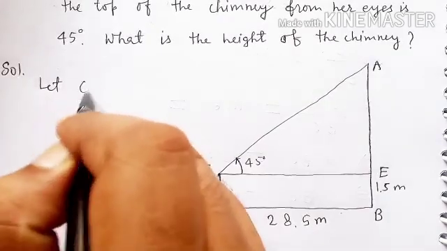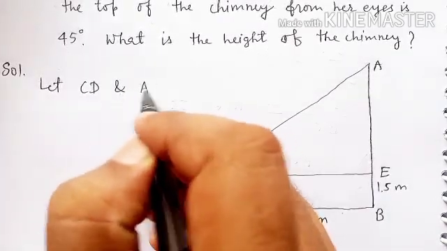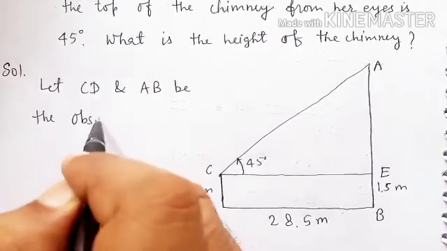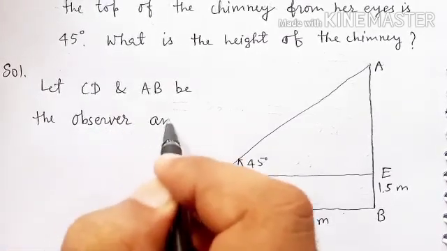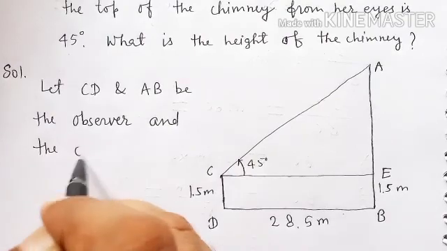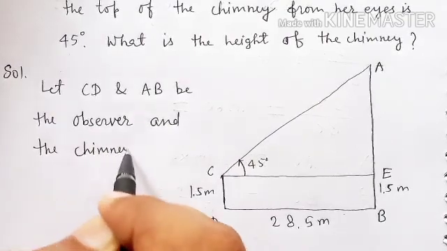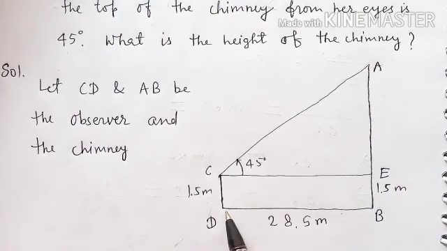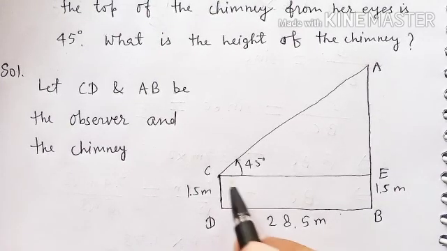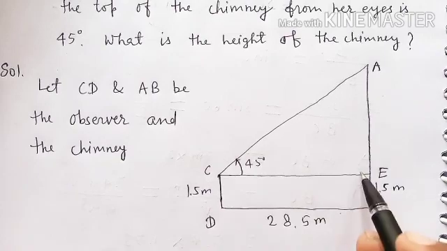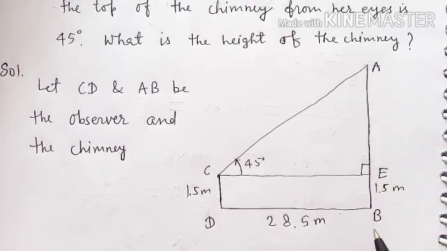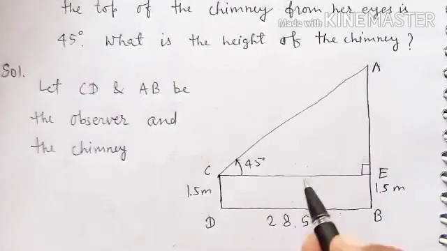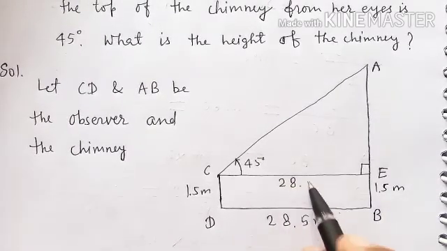Let CD and AB be the observer and the chimney. Here we draw CE perpendicular to AB, then CEBD is a rectangle, then CE is 28.5 meter.